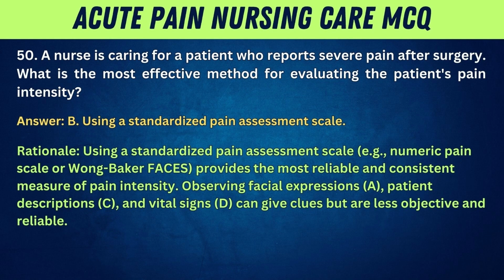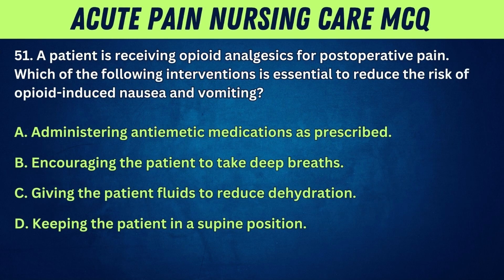Answer. B. Using a standardized pain assessment scale. Rationale. Using a standardized pain assessment scale, e.g., numeric pain scale or Wong-Baker faces, provides the most reliable and consistent measure of pain intensity. Observing facial expressions, A, patient descriptions, C, and vital signs, D, can give clues but are less objective and reliable.